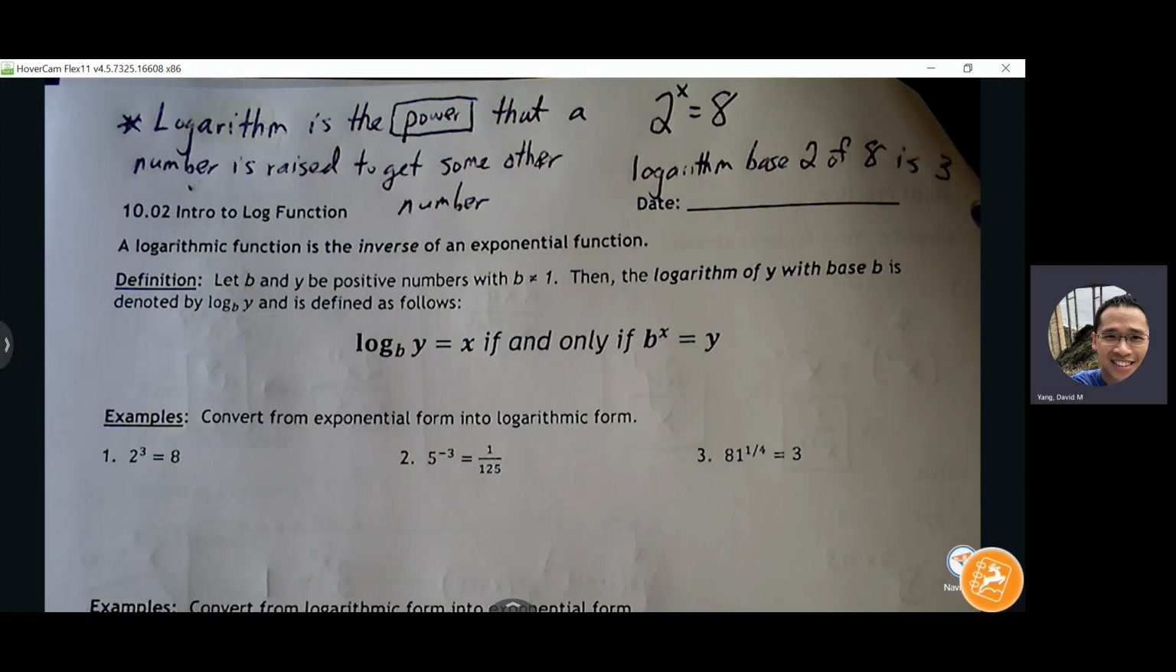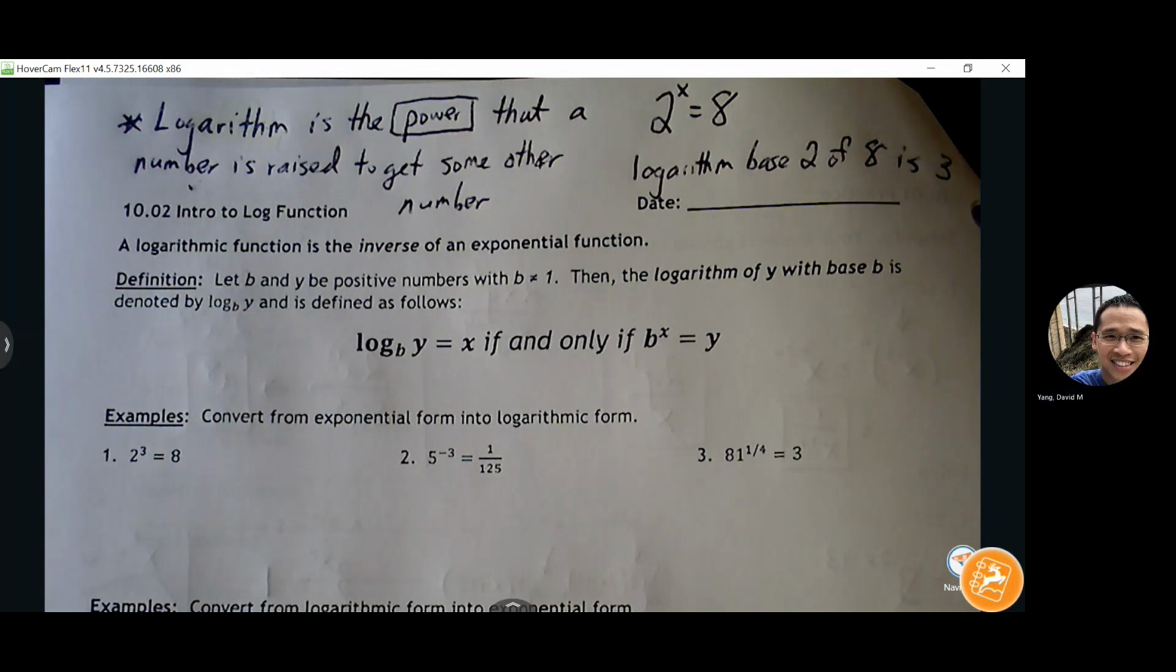Let b and y be positive numbers, with b not equal to 1. Then the logarithm of y with base b, denoted by log base b of y, is denoted as the following. So if I were to switch the x and y and solve for y, I can go from exponential to log form.